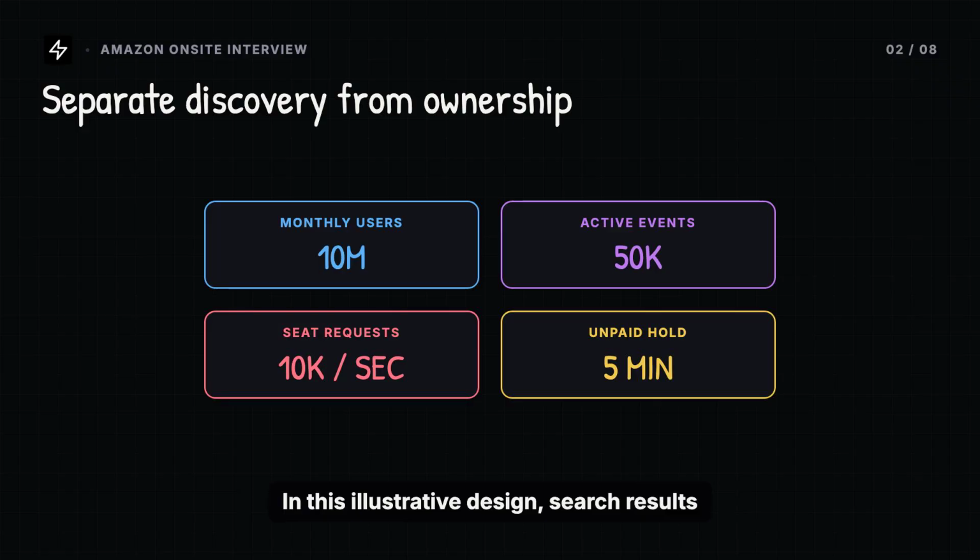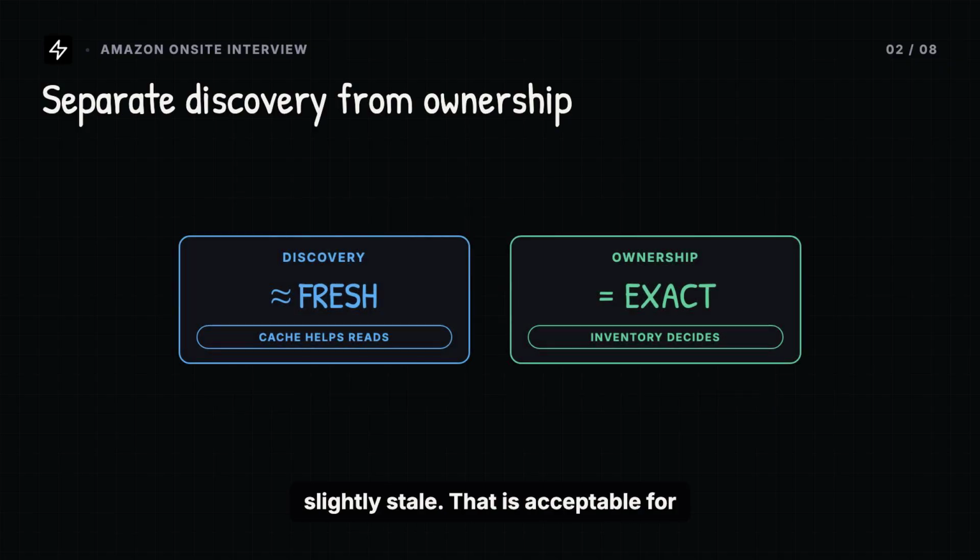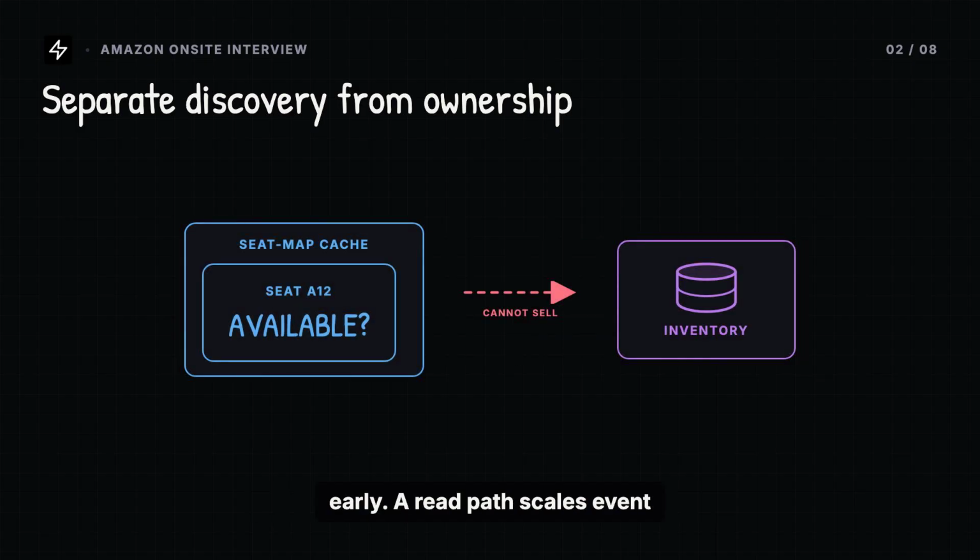In this illustrative design, search results and cached seat maps may be slightly stale. That is acceptable for discovery. They are not allowed to decide who owns A12. Only the authoritative inventory path may change ownership. So split the architecture early. A read path scales event search and seat map browsing. A smaller correctness path owns holds, bookings, and payment outcomes.